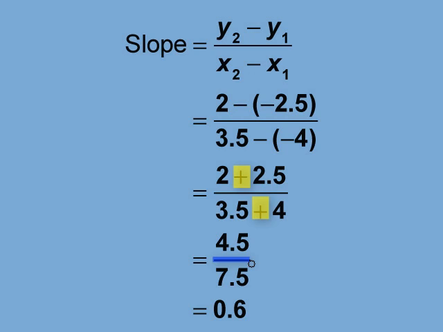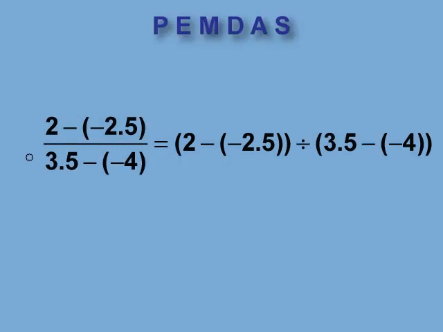Doesn't that go against the order of operations summarized by PEMDAS? In going from left to right, we simplify an expression by starting with parentheses, exponents, multiplication, division, addition, and subtraction. Yet here we performed addition before division. Why? Well, another way to write the original expression here is as a division statement this way. The quantity 2 minus -2.5 is divided by the quantity 3.5 minus -4.